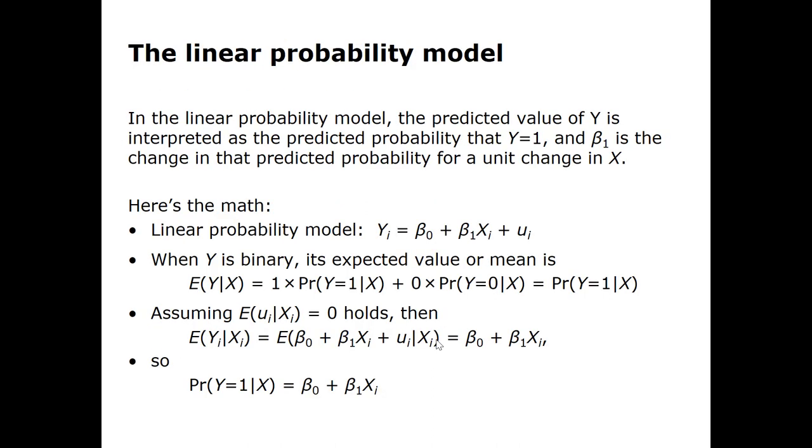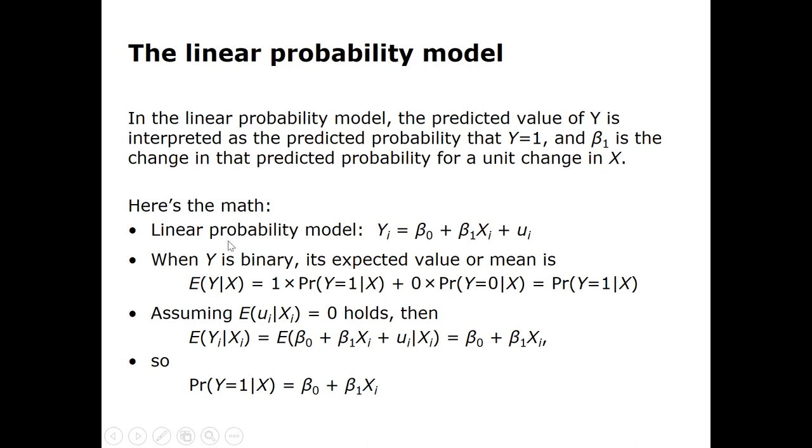Now in this linear probability model, the predicted value of y is basically the predicted probability that y takes a value 1, which is denying in this example that we're looking at. And beta 1 is the change in the predicted probability given a unit change in x. In some books, that's the wording used. So, beta 1 is the change in the predicted probability, I should say, given the unit change in x.